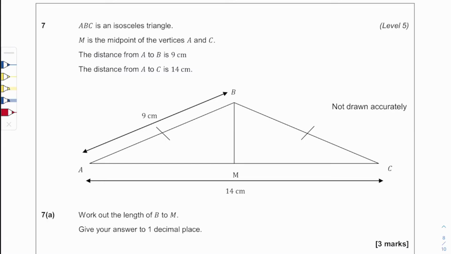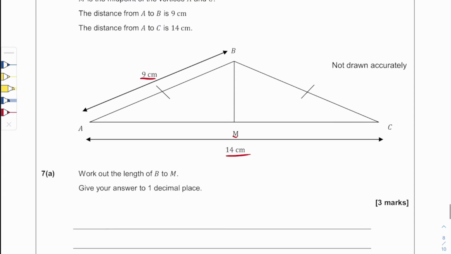Okay, so if we take a look at question number 7, we can see that it's now a level 5, so it's a bit harder again. Okay, so let's see what they've told us in the question. So we've got an isosceles triangle, which is ABC, and M is the midpoint of the vertices A and C. Right, okay, so M here, that's the midpoint. The distance from A to B is 9 centimeters, and the distance from A to C is 14 centimeters. Okay, so what do we need to do? It says that we need to work out the length of B to M.